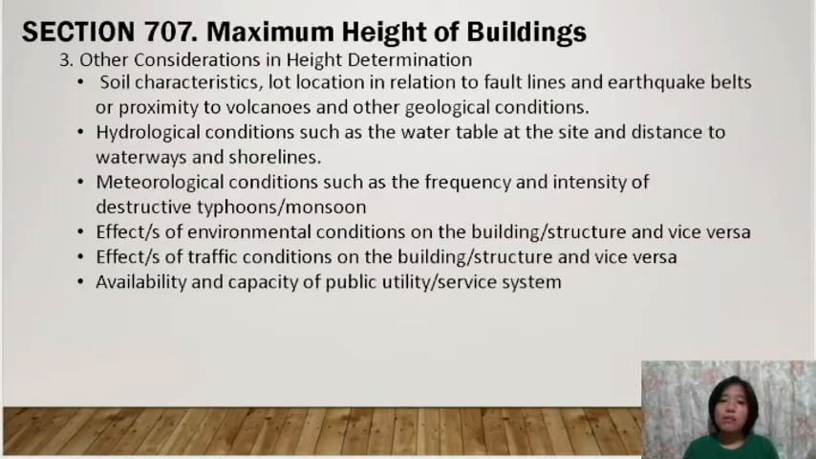Effects of environmental conditions on building or structure and vice versa. Effects of traffic conditions on the building or structure and vice versa. And lastly, availability and capacity of public utility and service systems.